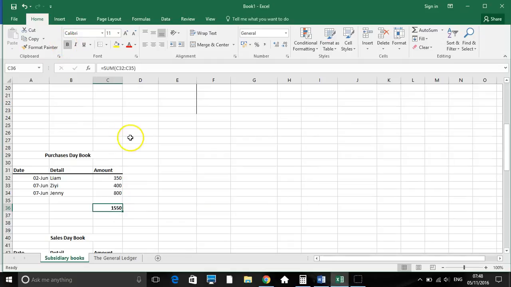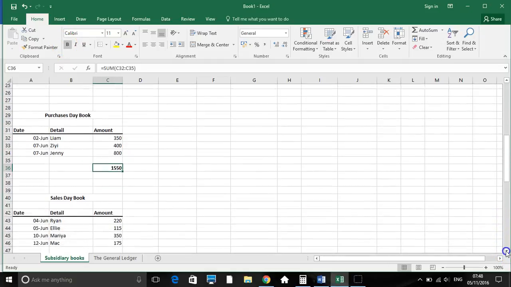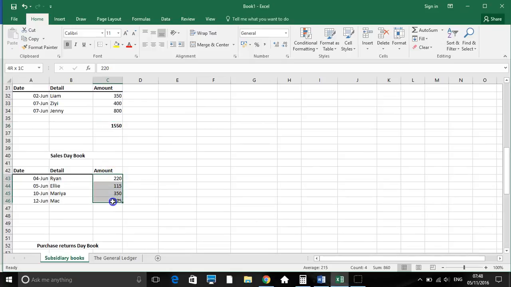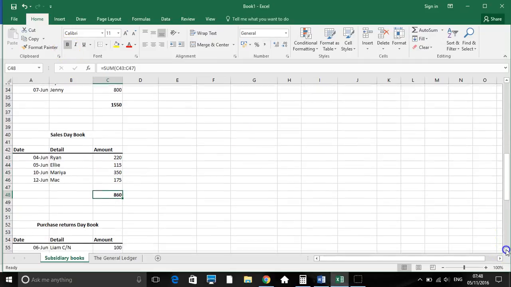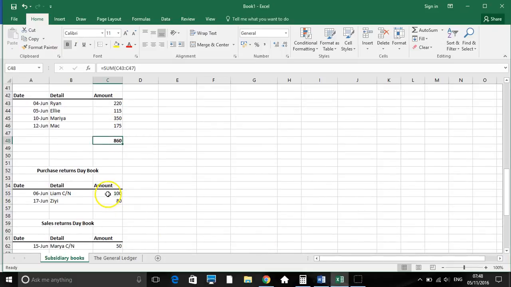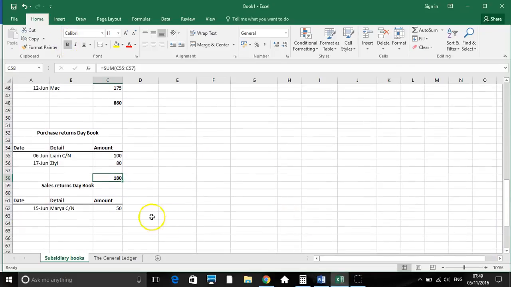I'll make that bold. I'll do the same thing here. And the auto sum, make that bold. And finally, do the purchases returns. Find the total. Make that bold. And the same thing here. Find the total and make it bold. So these are the figures I'm interested in.